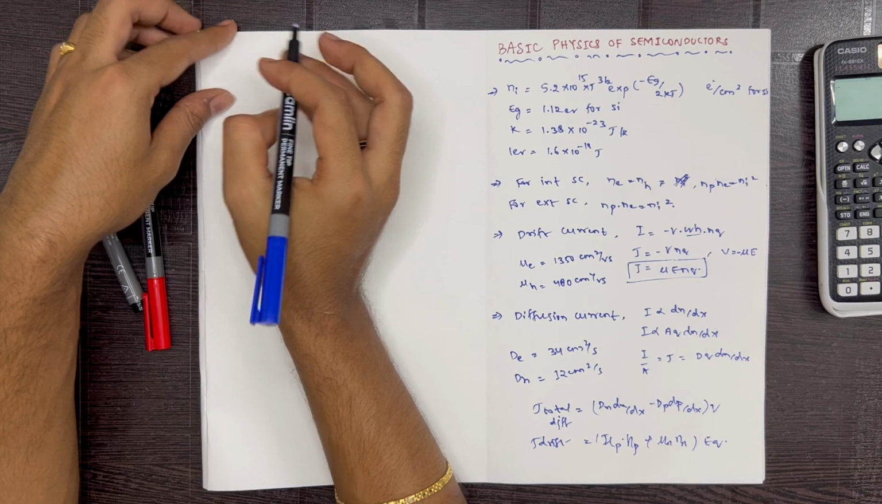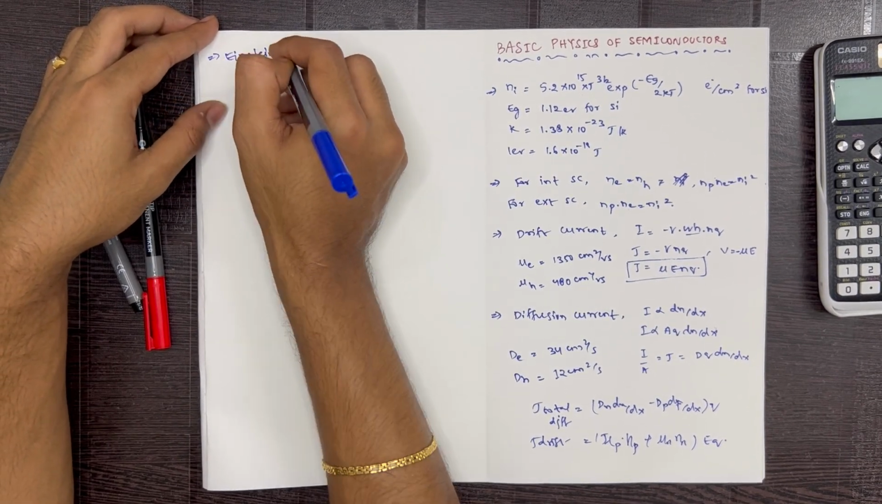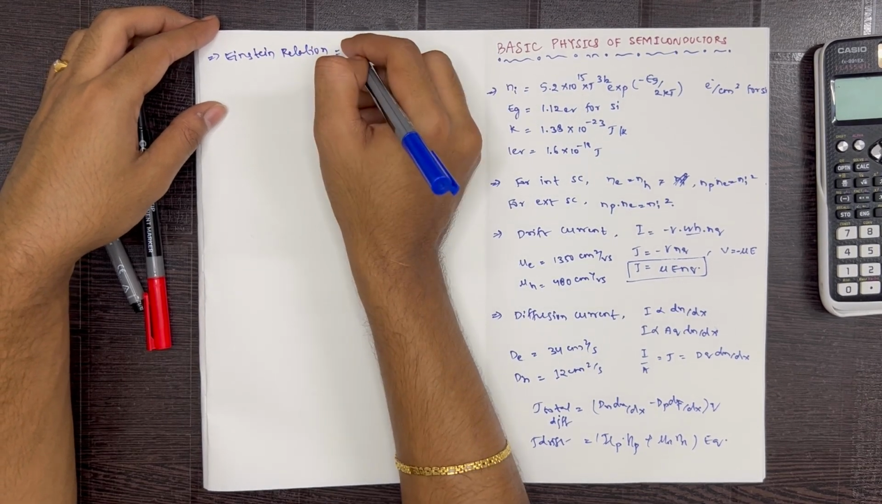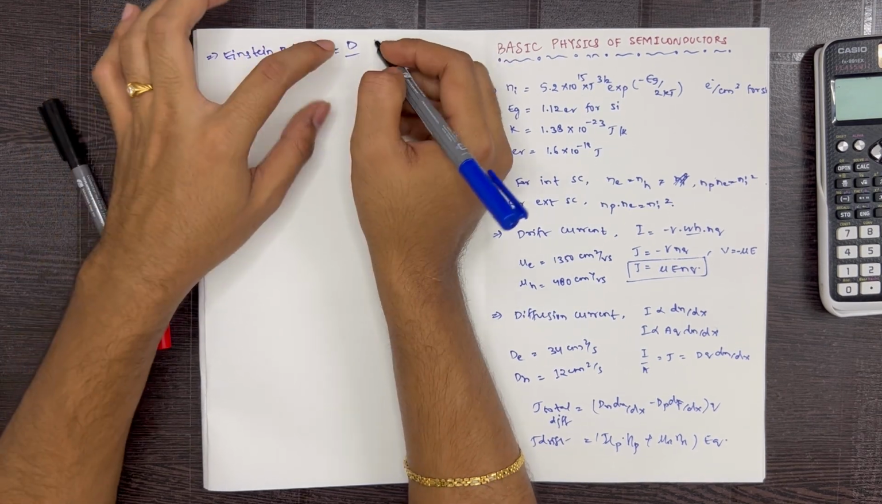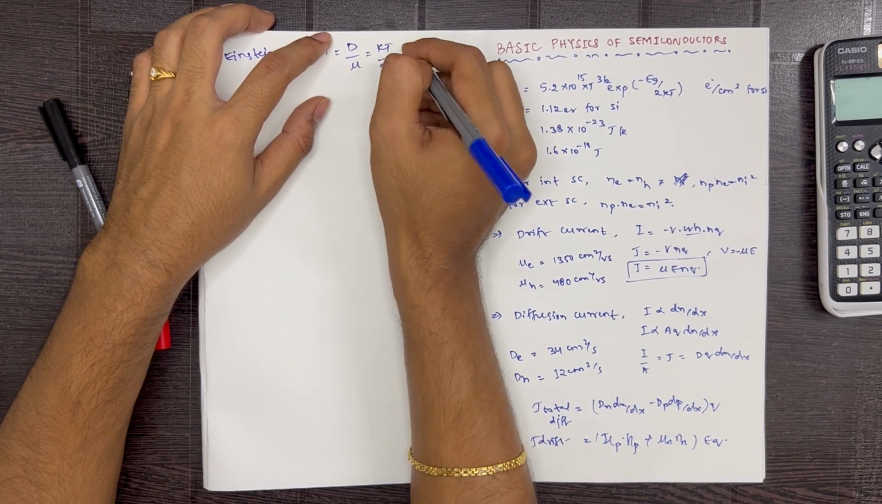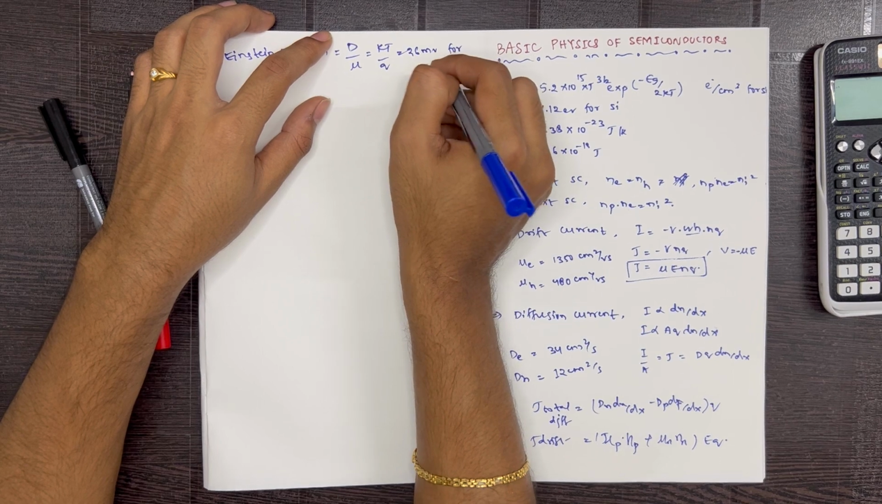Okay, what do we have next? Next we have the Einstein relation. The ratio of the diffusion constant of the charge carrier to its mobility is equal to kT by q, that is equal to 26 millivolt for T equals 300 Kelvin.